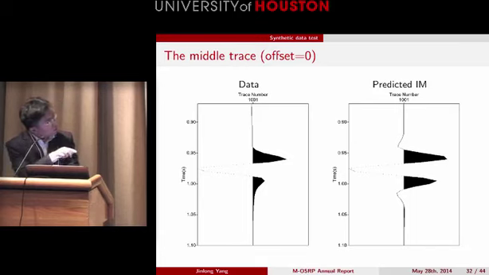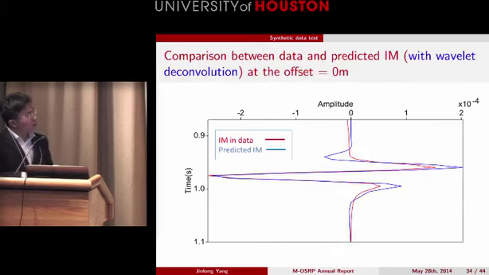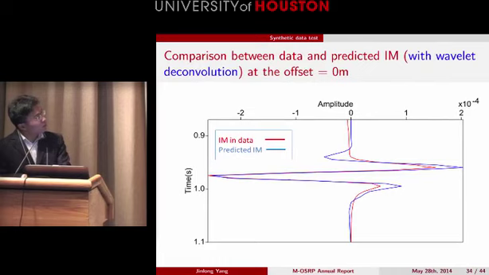And if we plot them together, this is a difference. The red one is the input, the internal multiple in the input data, and the blue one is the predicted internal multiple. They are matched well in the zero offset.